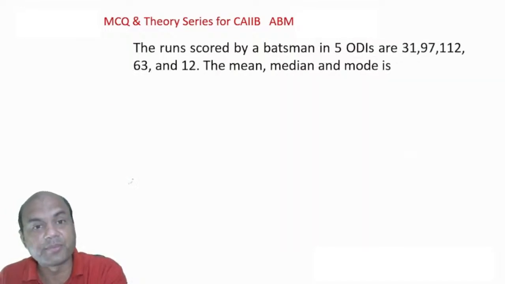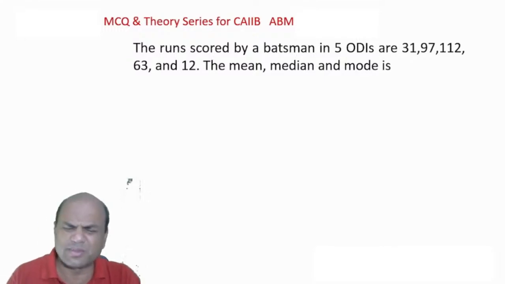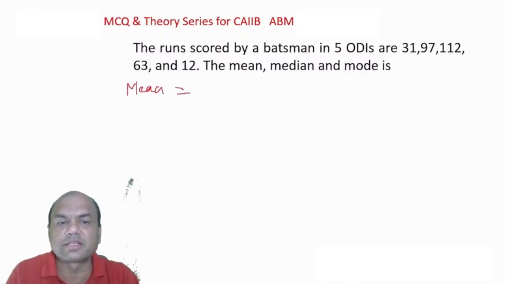The runs scored by the batsman for 5 ODIs are this. Find the mean, median, and mode. Okay, simple one. Let's do it. Mean. What is the mean? Mean means average. Mean is always average. So what is the average? Total then.